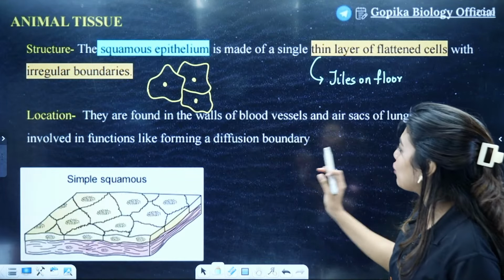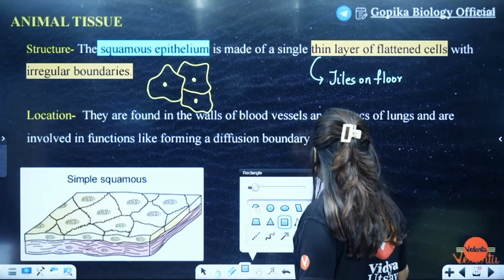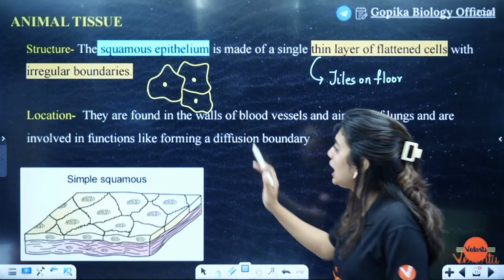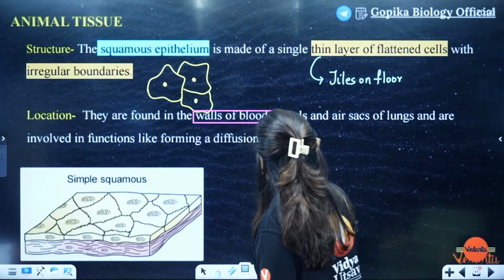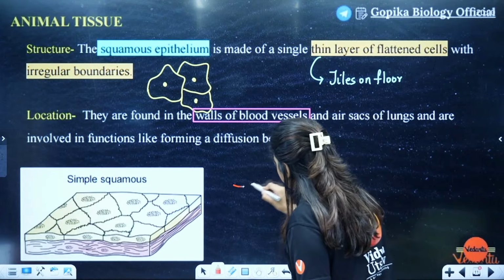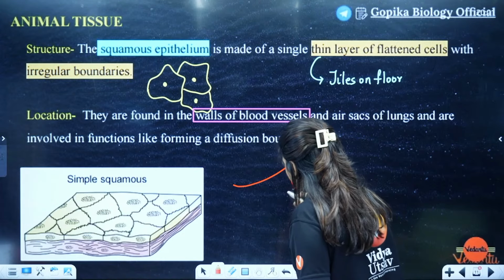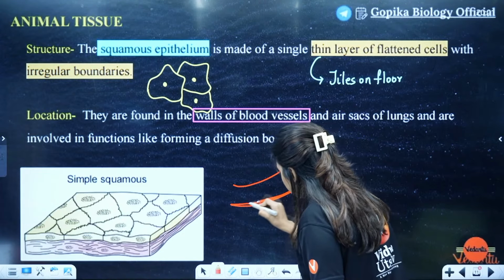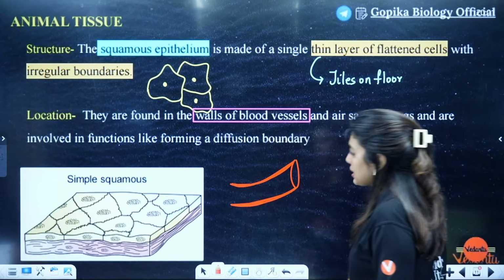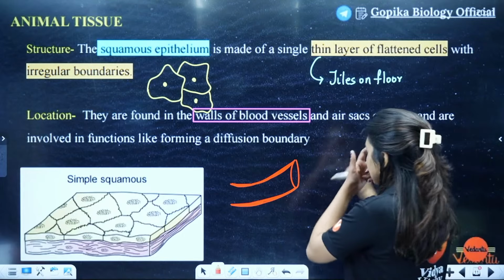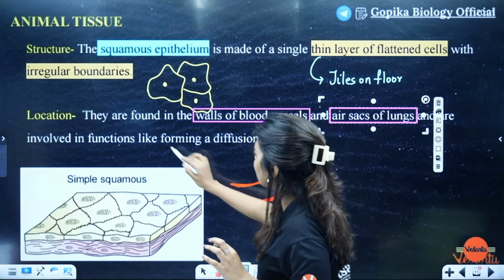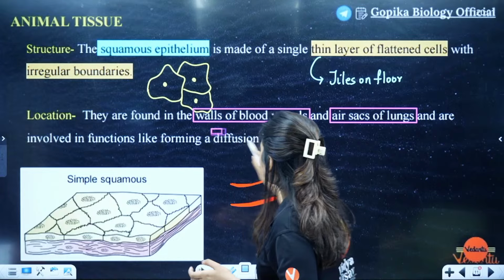Now, location. They are found in the walls of, very important, okay? You ask your seniors, they'll tell you how important it is to know the locations. They are found in the walls of the blood vessels. So, where are they first found? In the walls of your blood vessel. Walls of the blood vessel will be found first. Next is air sacs. Air sacs of lungs, and they are involved in diffusion. That's why we already wrote filtration.